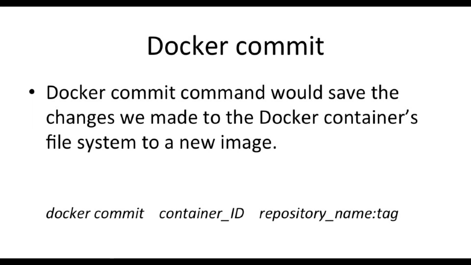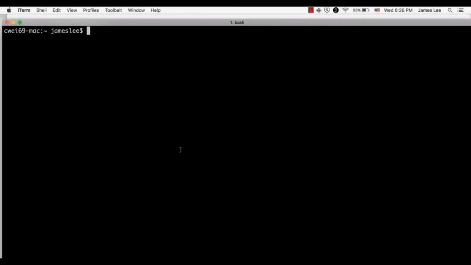We have a new command to learn. That is docker commit. What the docker commit command does is save the changes we made to the container's file system into a new image. When running this command, we specify the ID of the container we're committing and the repository and tag of the new image. Let me show you in a second.